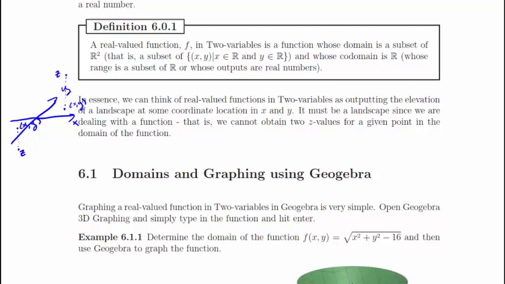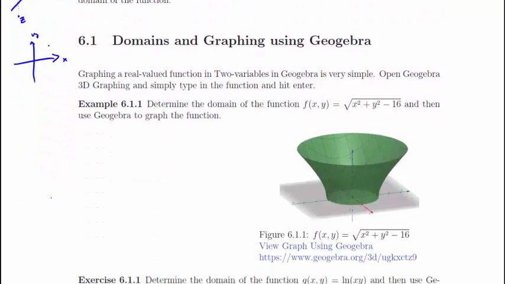We can think of this as looking down from above, then this is our 2D map of some region, and for every point we have an elevation for that point, so we can create topographical maps, and we'll do that here in just a little while. So let's look at some specific examples. Graphing a real value function in two variables in GeoGebra is very simple. Open GeoGebra 3D graphing and simply type in the function and hit enter. We're going to do that for this example after we find the domain of the function.